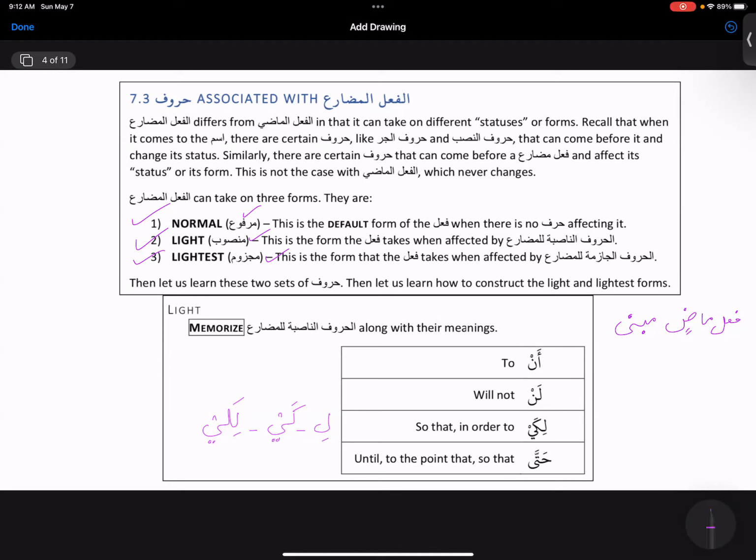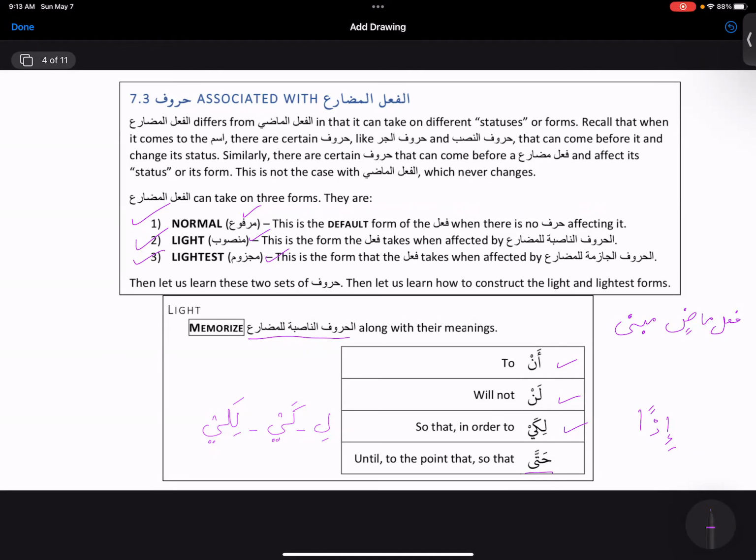Now we are going to look at how fil mudariya looks when it is mansoob. Before we see that, we need to know what huruf can come before it to make it mansoob. These are the huruf annasibatu lil mudariya. When they come before fil mudariya, they can turn it into mansoob form. They are an, lan, likai, idhan, and hatta.